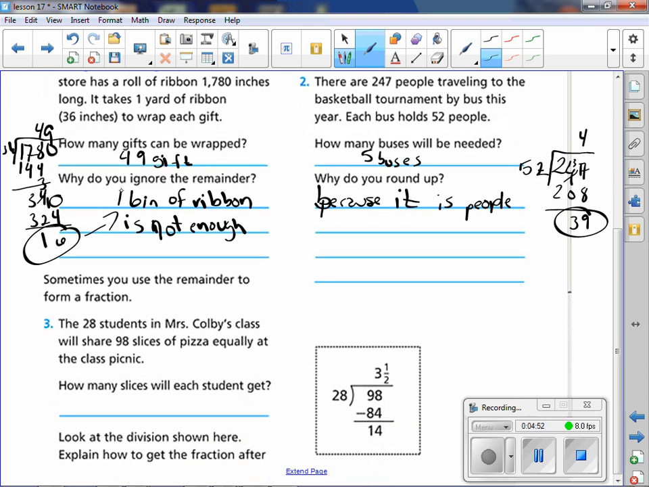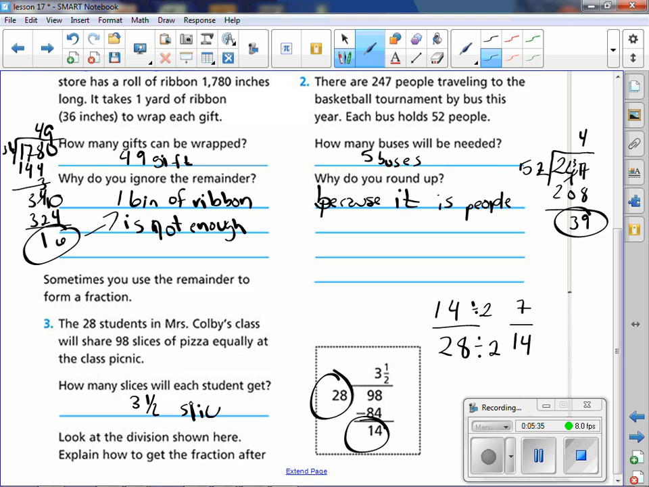Sometimes you want to write the remainder as a fraction. So when we look at this, we've got 28 students in Miss Colby's class who are going to share 98 slices of pizza equally at the class picnic. How many will each student get? Well, there's enough for them to each get half a slice, because when we look at the number 14 and the number 28, if we were to put 14 over 28, hopefully those of you that are really fast at your math facts would realize that 14 is half of 28. Otherwise, you can always think about reducing by dividing by 2, and just continuing on that way. You get 7 over 14, and then you may realize all of a sudden that 7 is half of 14. So they're each going to get 3.5 slices.